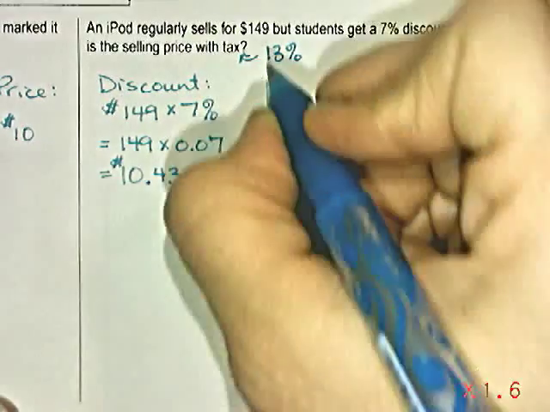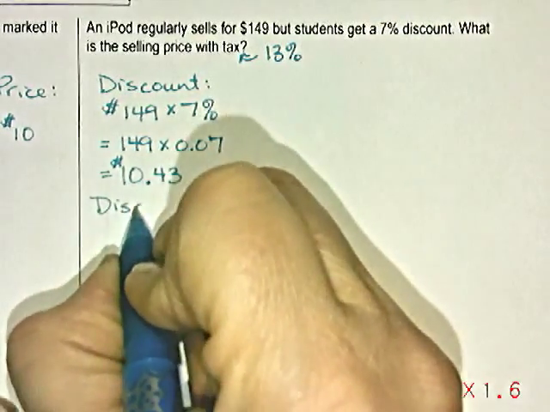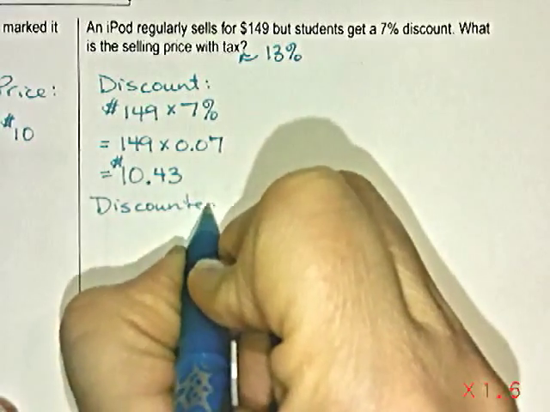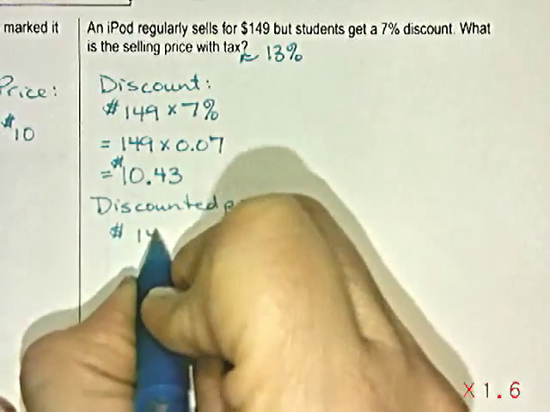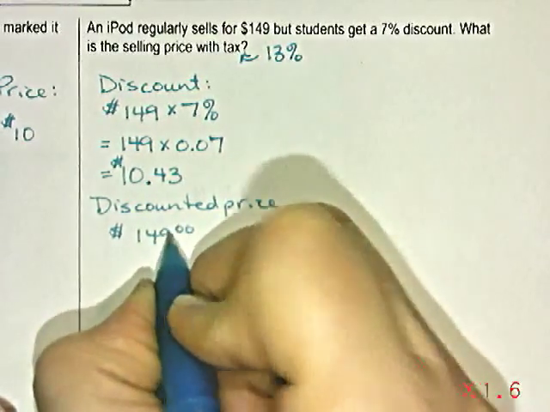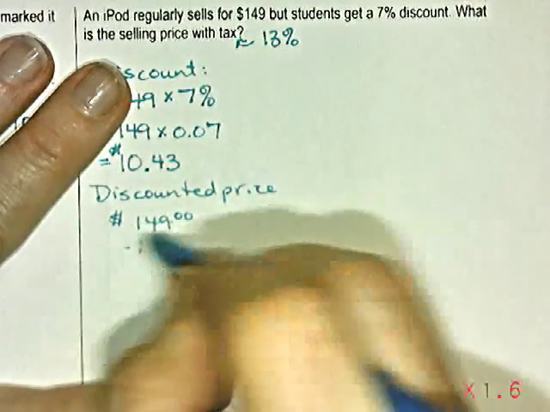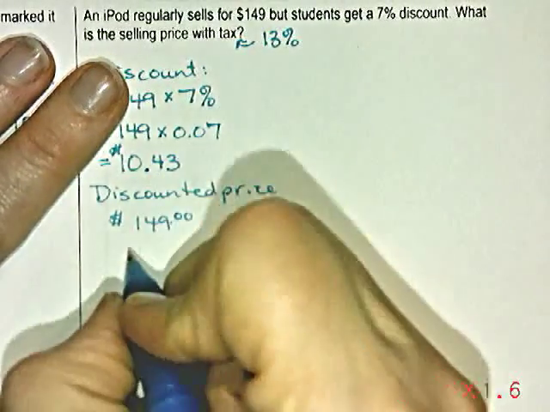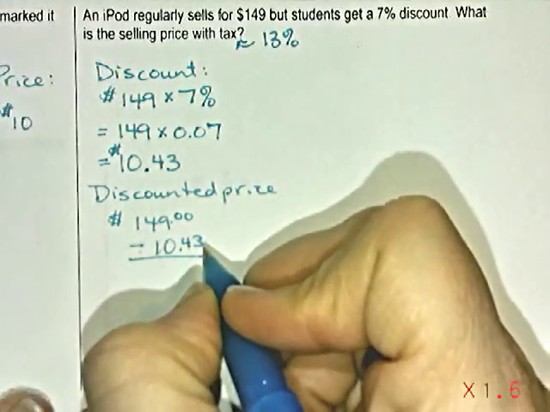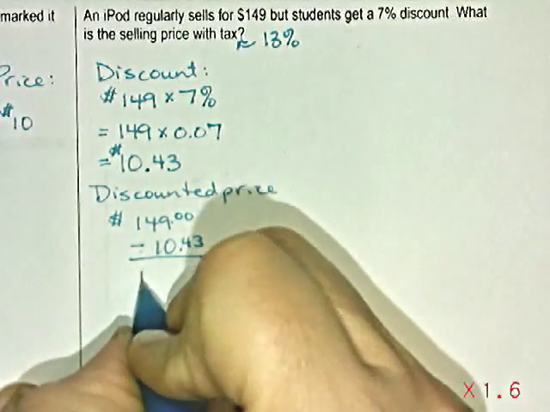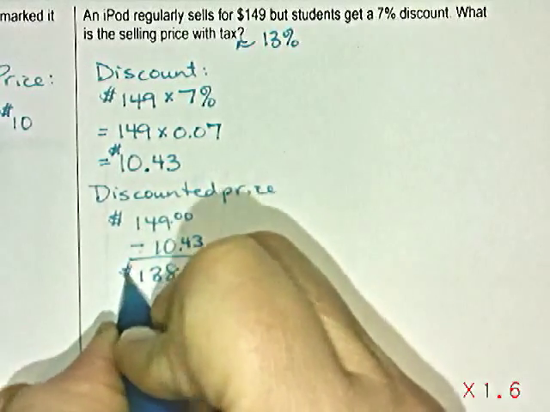If I want to figure out my discounted price, I would take that $149 and subtract my $10.43. And when we do that, we find that we would have $138.57 for my discounted price.